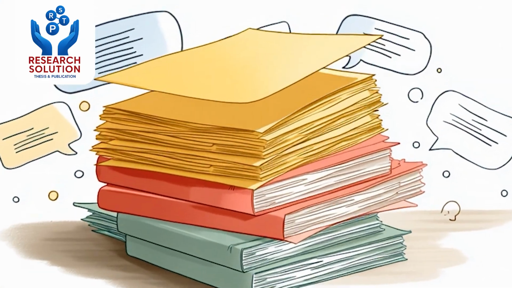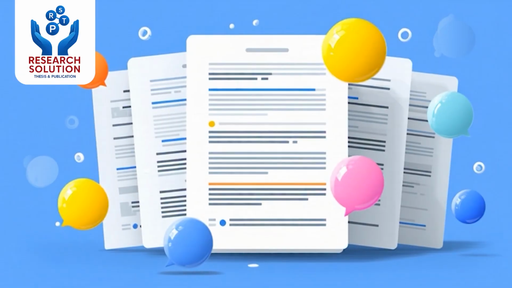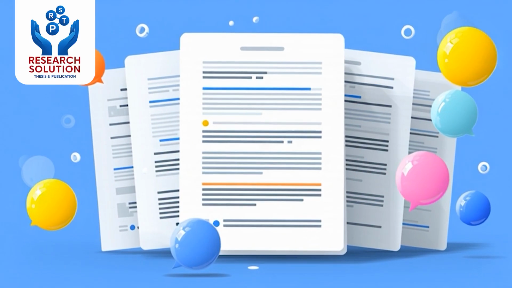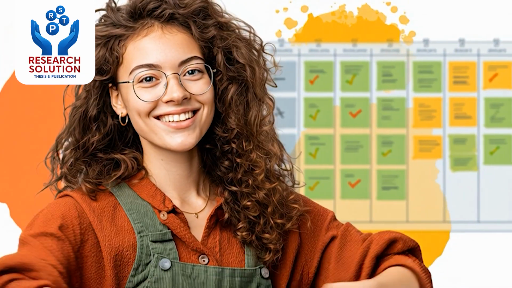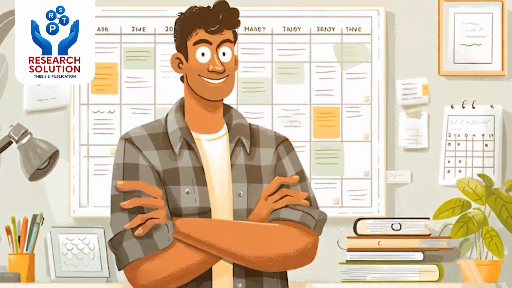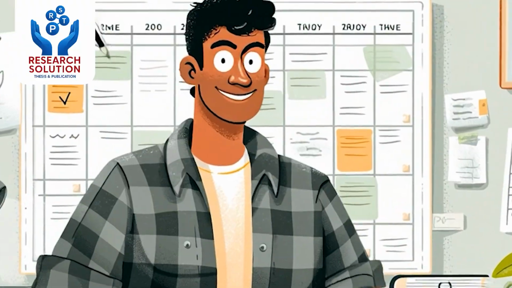Writing multiple drafts, seeking feedback, and proofreading thoroughly help improve clarity and quality. Starting early and planning your work will reduce stress and improve your chances of publication success.